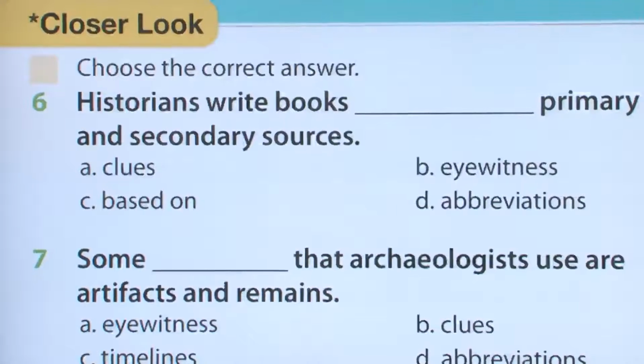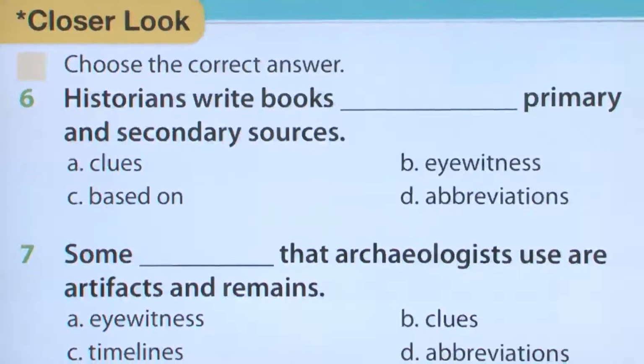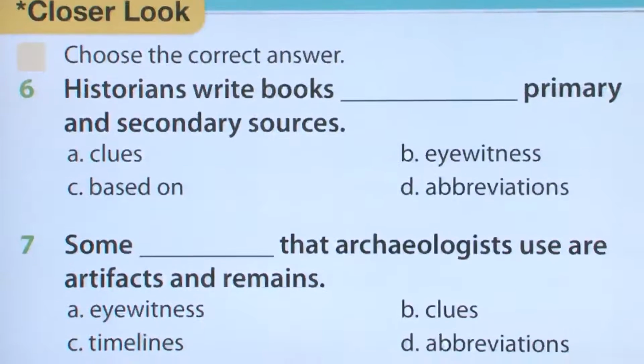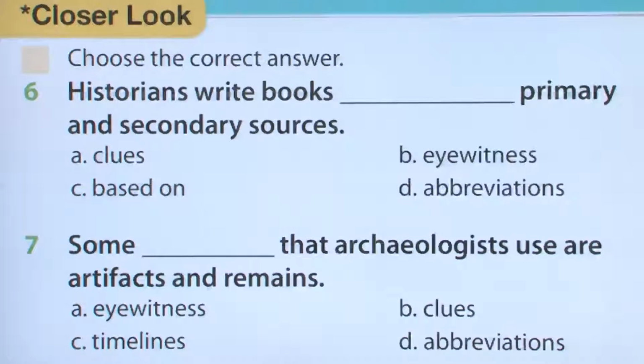Question number 6. Historians write books blank primary and secondary sources. What answer best fits in the blank? Is it A, clues, B, eyewitness, C, based on, or D, abbreviations? Historians write books C, based on. Historians use primary and secondary sources when writing their books or articles, so we can say that historians write books that are based on these sources.